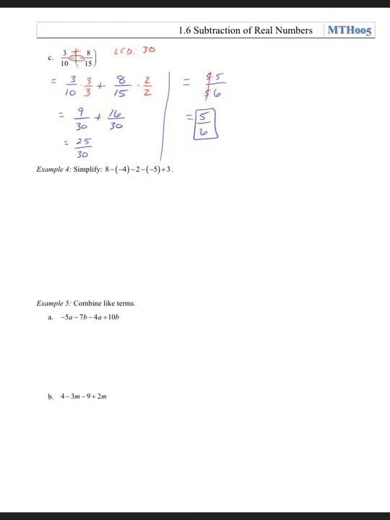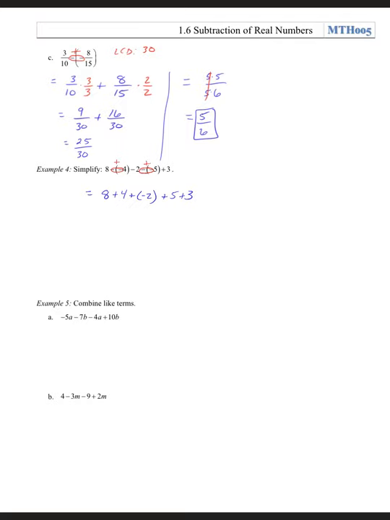Okay, the next one here. We want to simplify 8 minus a negative 4 minus 2 minus a negative 5 plus 3. First thing I always recommend is change anything that needs changed. For example, if we have minus a negative, we know that's going to be plus. Again, minus a negative, you can change that to a plus. And then rewrite it. So this is 8 plus 4. You can change that minus 2 to plus a negative 2. And then we have plus 5 plus 3.